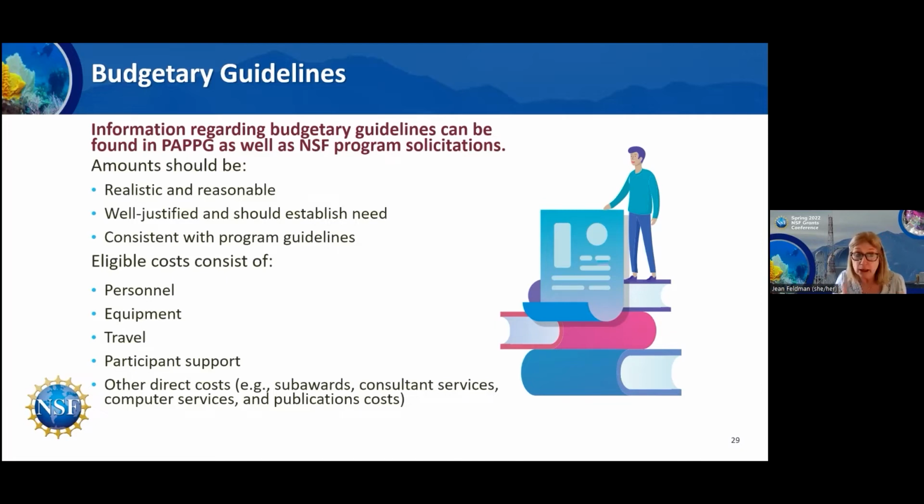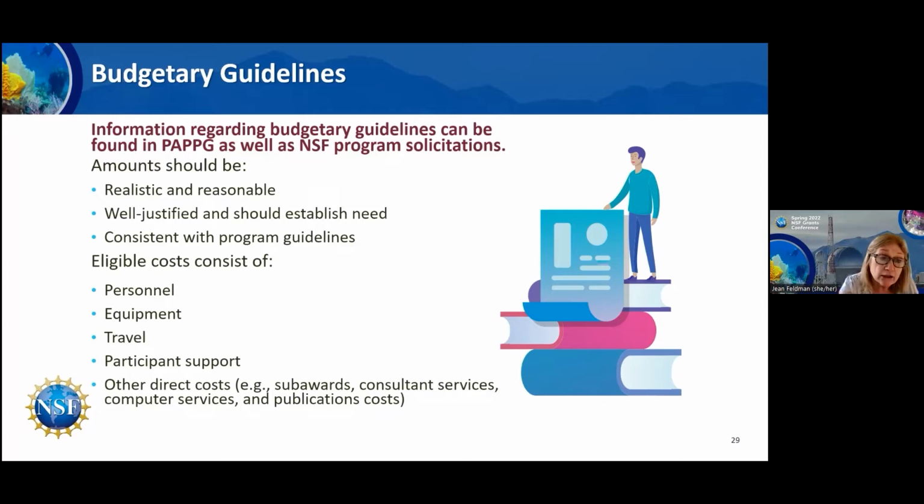And when you're thinking about this, this goes back to no more and no less. The amounts should be realistic and reasonable. They should be well justified. As I said, if you put a category in the budget, make sure that the budget justification provides the justification for why you need those funds and what they will be used for. And then again, the program solicitation may indeed contain specific guidelines that you have to be consistent with. And it's very, very important that you look at the solicitation. There is a budget section to ensure that it is very clear on what you can and cannot ask for.